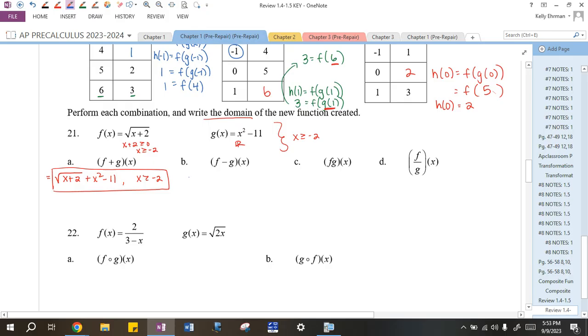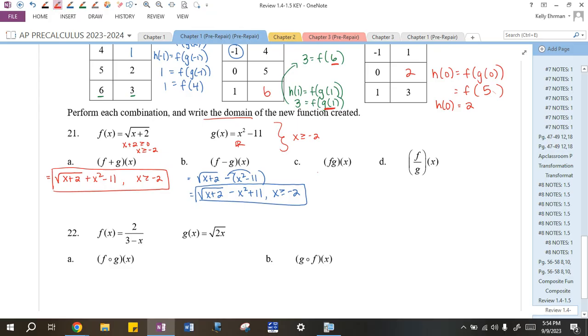F minus g is almost the same thing. Square root of x plus 2. We're subtracting all of g of x, so be careful with this. I say it's almost the same thing because there's a little bit of simplifying to do. Forgetting to distribute negatives is the number one most common mistake that students make because we're not used to writing the parentheses. So if you get in the habit of writing parentheses every time, even though it's an extra step, it'll really help with that. The domain is still x greater than or equal to negative 2, so that if we were to go plugging numbers into this, we would get real numbers instead of imaginary.